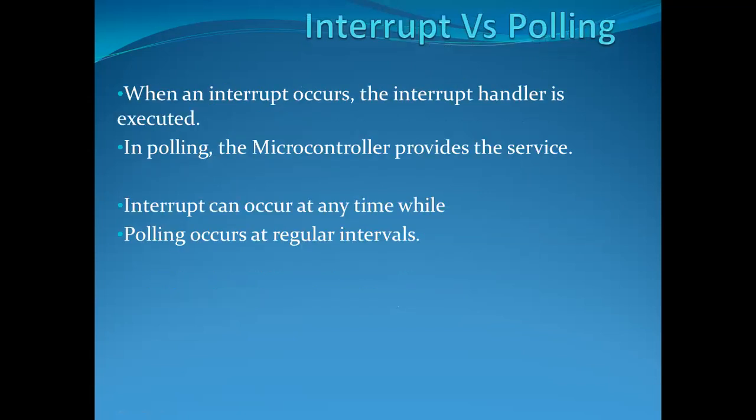When an interrupt occurs, the interrupt handler is executed. In polling, the microcontroller or processor provides the services. Interrupts can occur at any time, while polling can occur at a regular interval. That means a processor at a regular interval observes whether any device needs service, but an interrupt occurs at any time by a device.